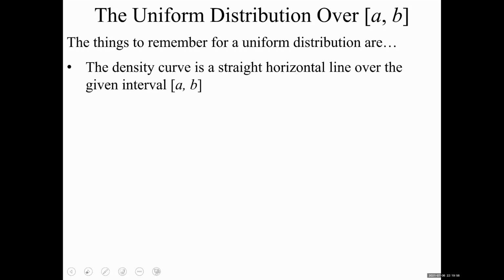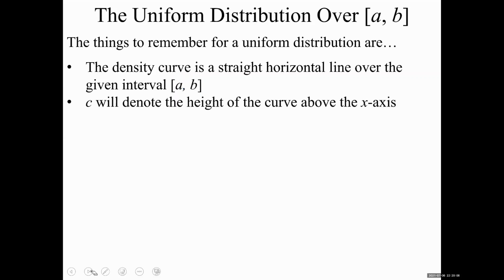Let's go ahead and read this over here. What does it say? Uniform distribution over the interval AB. Okay. So what do you need to remember about the uniform distribution? The curve, the density curve, is a straight horizontal line over the interval A to B. So notice it's going to start at the number A on the x-axis. It's going to end at the number B. Otherwise, it's a horizontal line. And C will denote the height of the curve above the x-axis.